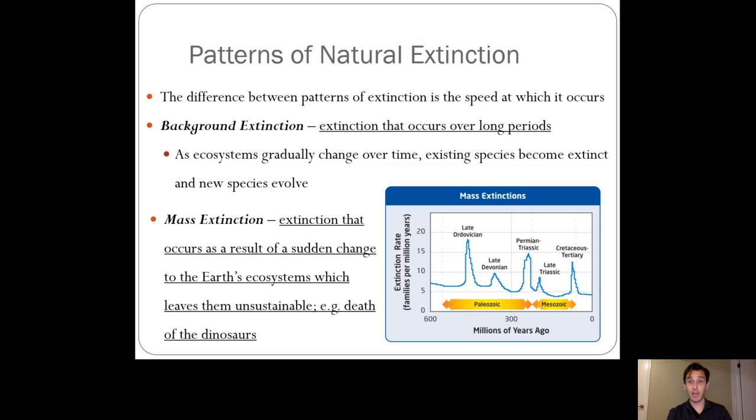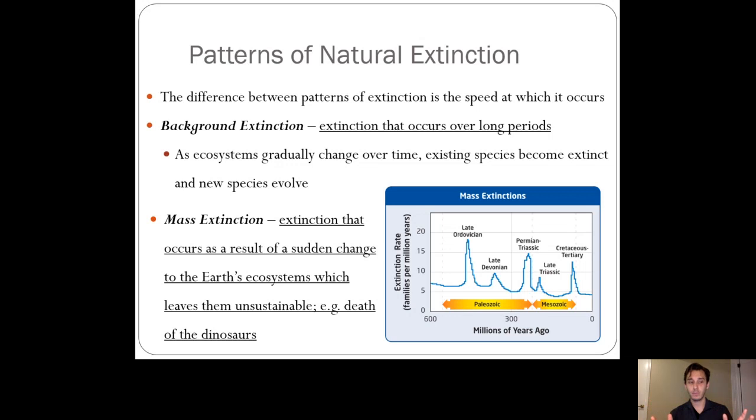Extinction happens naturally. There are differences between patterns of extinction, and the basic difference is the speed at which it occurs. Background extinction is extinction that occurs over long periods of time, and that means that ecosystems gradually change. I'm not talking about what we do to ecosystems. I'm just saying naturally over thousands, if not millions, if not hundreds of millions of years, ecosystems change.